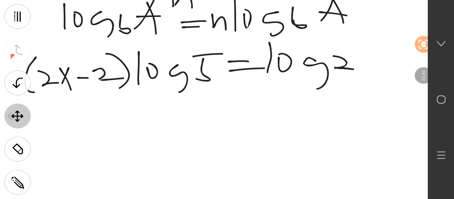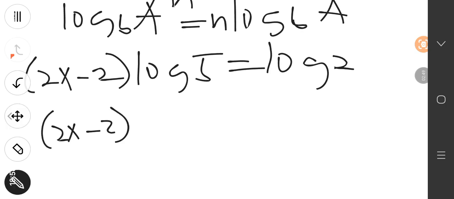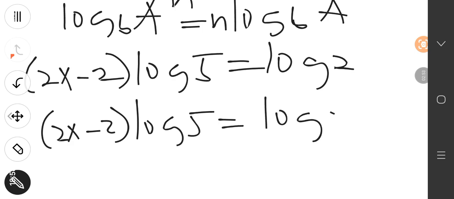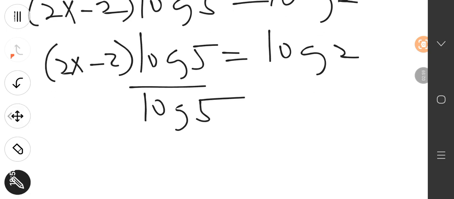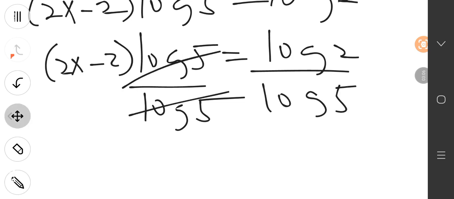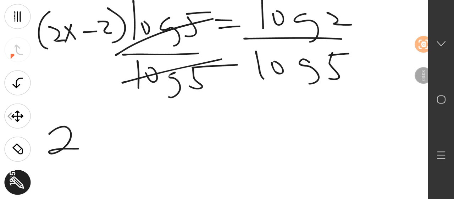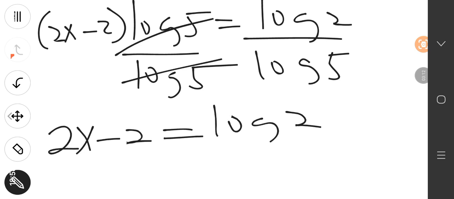So this is what we have: (2x-2) multiplying log 5 equals log 2. Let's divide both sides of the equation by log 5. So this will cancel this, and we are left with 2x-2 equals log 2 over log 5.